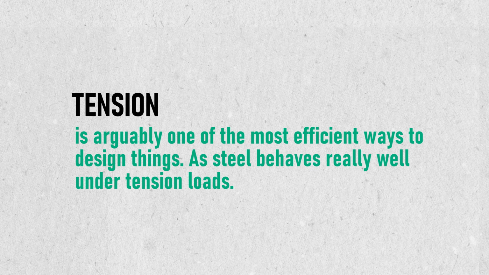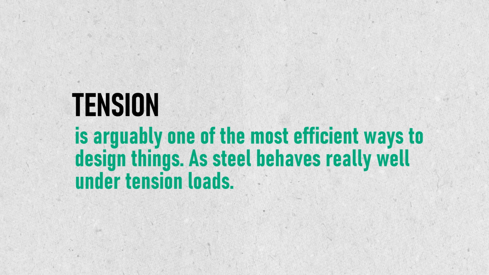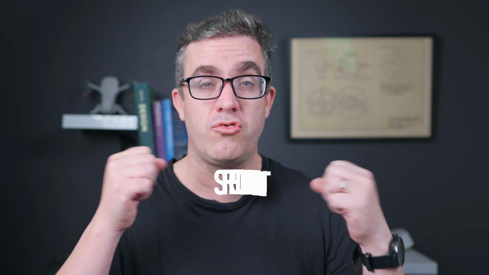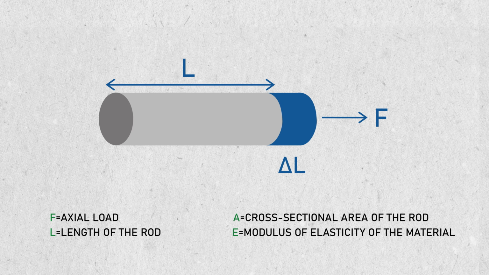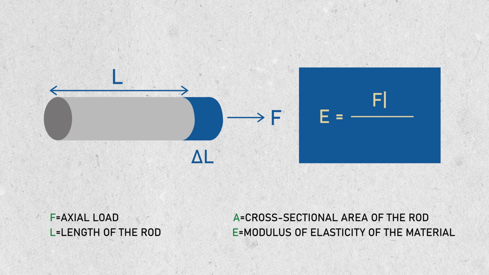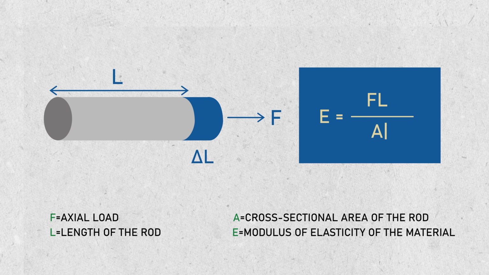Tension, especially if we're dealing with steel structures, is arguably one of the most efficient ways to design things, as steel behaves really well under tension loads. So we're just really stretching it out. It does have different effects about how the elongation goes, because as you stretch it, it will elongate based on PL on EA. So the force times the length divided by area divided by Young's modulus.